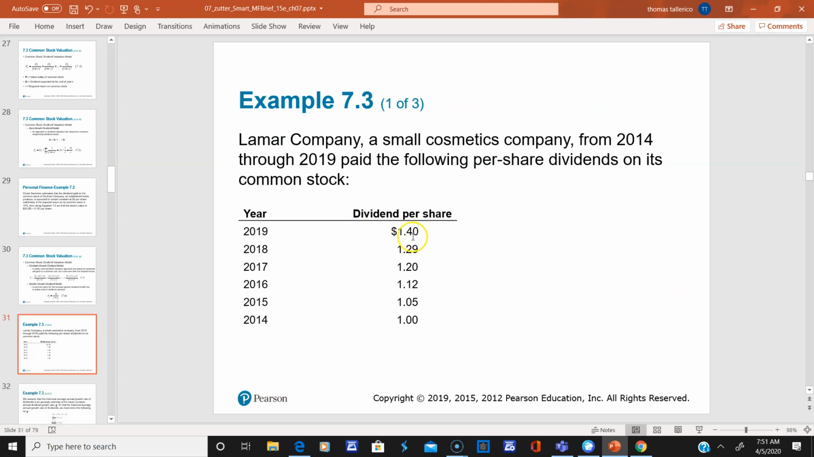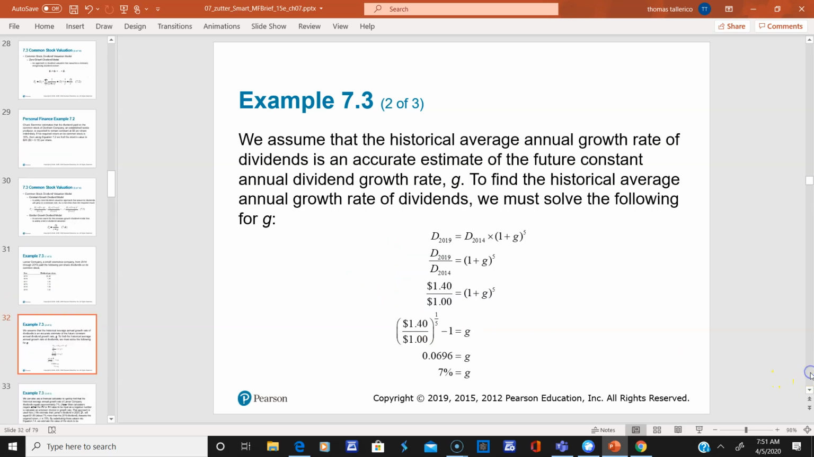So here's a company that paid dividends over the years. You can see the dividends per share for different years, right? This little table here. And so basically, we assume that the historical average annual growth rate of dividends is an accurate estimate of the future constant annual dividend growth rate. To find the historical average annual growth rate of dividends, we must solve the following for G.